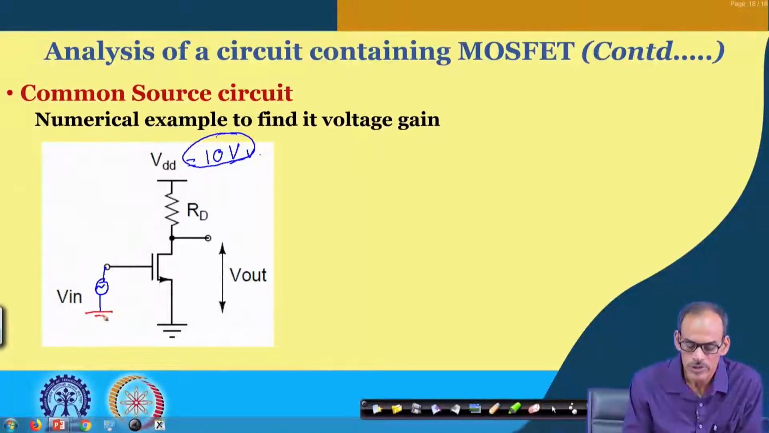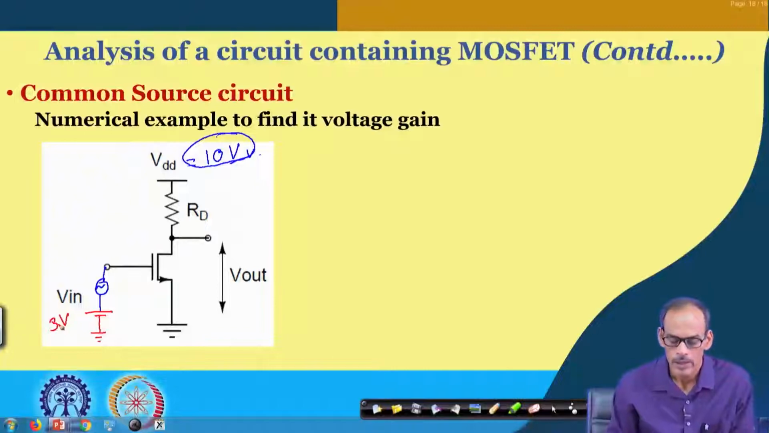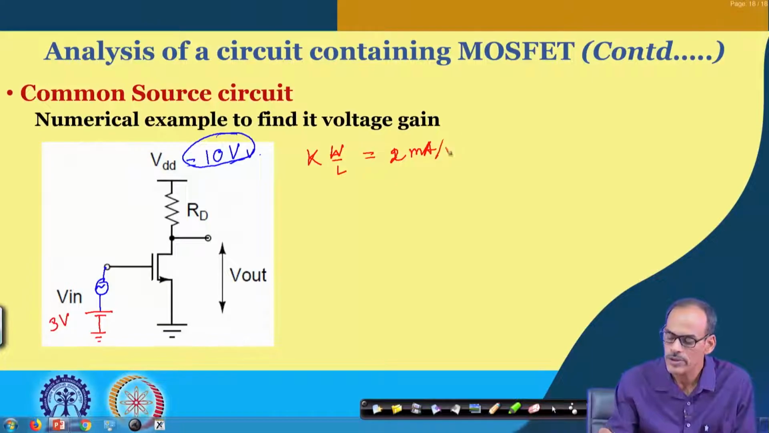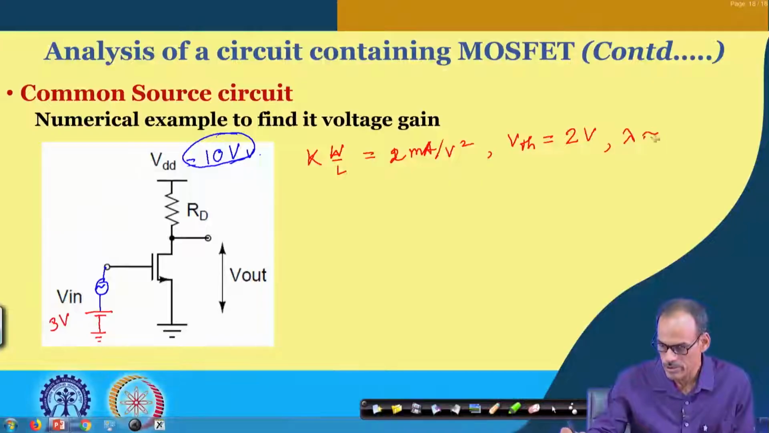Maybe this is 3 volt, as we have just now considered to find the operating point, the DC condition. So, let it be 3 volt, and let us consider K into W by L, everything together. If I consider this as maybe 2 milliampere per volt square, and VTH, let us consider 2 volt. Lambda we may consider approximately 0.